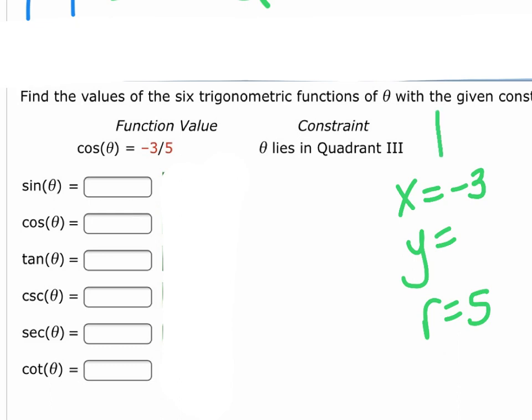Now, draw yourself a little picture. If the angle lies down here in quadrant 3, think about an ordered pair in quadrant 3. The x and the y are both what? They're both negative. If you guys don't put that negative sign there, all of your trig functions are going to be wrong. Not all of them, but anything that concerns y. So 4 out of the 6. The second constraint that they tell you is giving you added information about the signs of your x and your y.